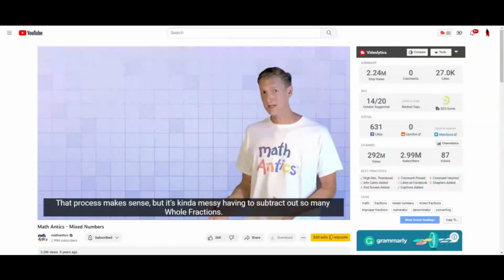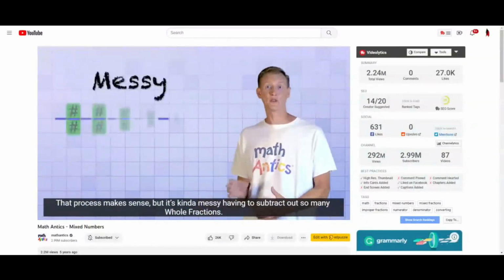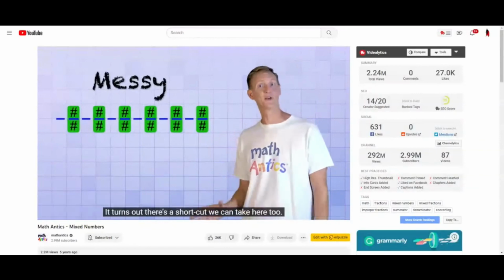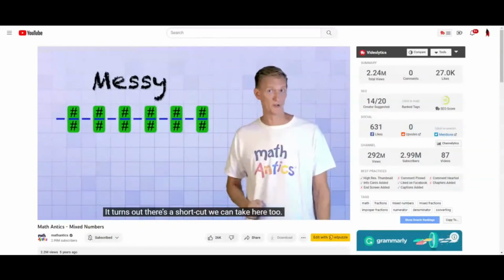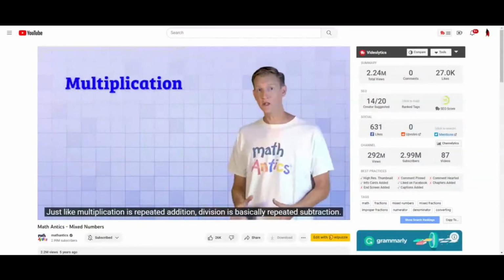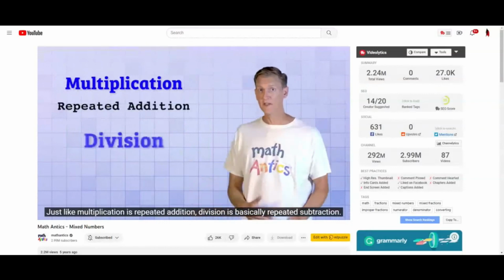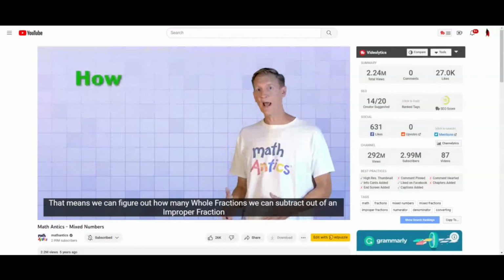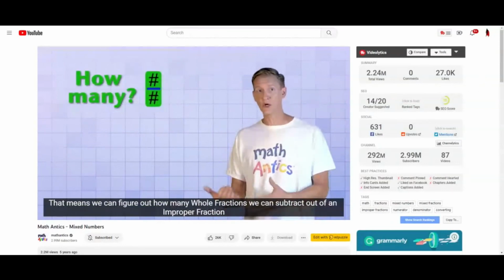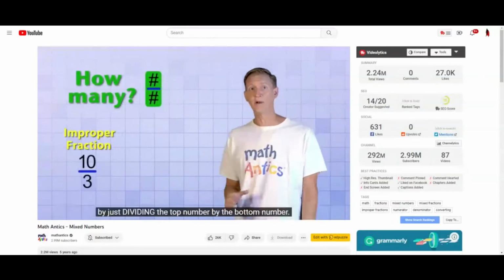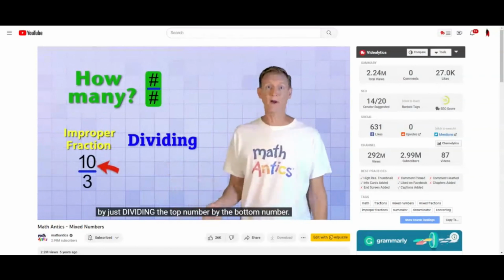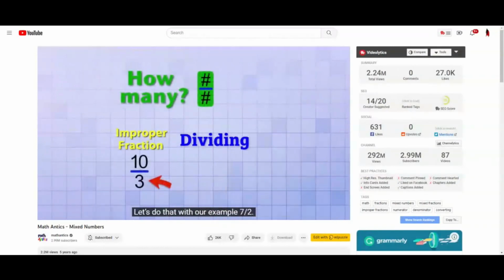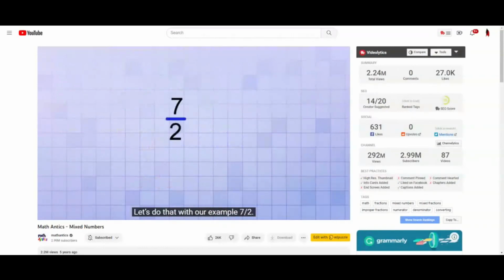That process makes sense, but it's kind of messy having to subtract out so many whole fractions. It turns out there's a shortcut we can take here too. Just like multiplication is repeated addition, division is basically repeated subtraction. That means we can figure out how many whole fractions we can subtract out of an improper fraction by just dividing the top number by the bottom number. Let's do that with our example 7/2.